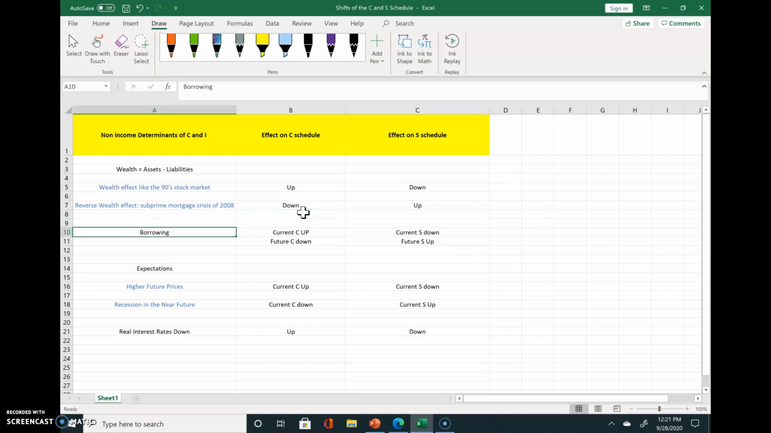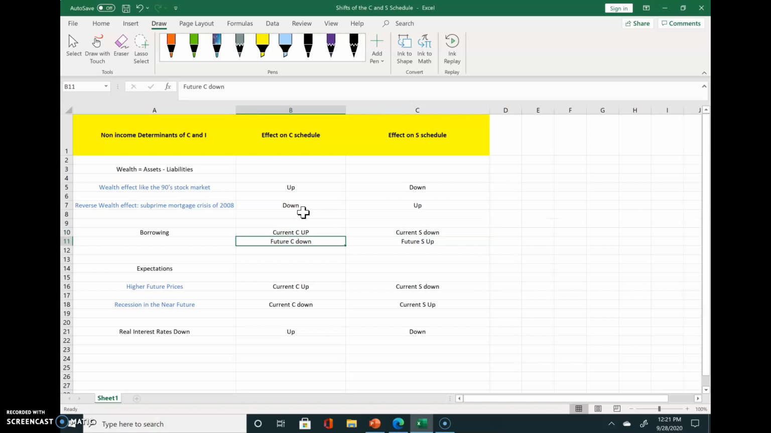Now, the next determinant of the consumption and savings is borrowing. So, household borrowing also affects both consumption and saving schedules. When a household is borrowing, it can increase the current consumption beyond the disposable income. So the current consumption schedule shifts up and the current saving schedule shifts down.